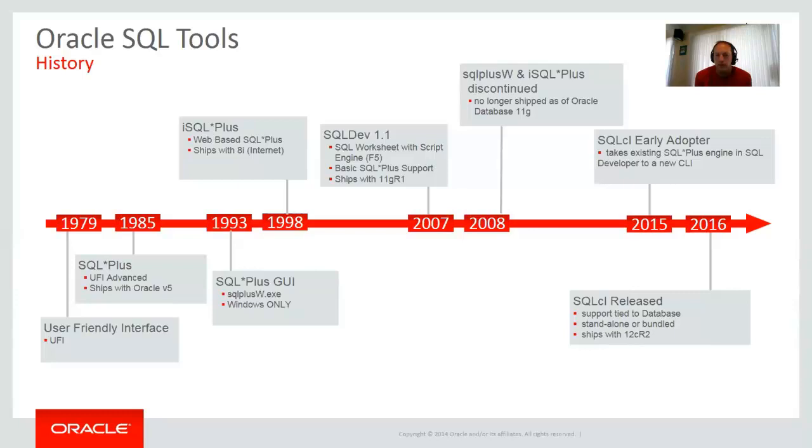This was the first version of SQLcl, and we officially launched it in 2016, and it now ships with the database and with the clients. So if you get 12c R2, Oracle Database 12c Release 2, or the next version after that, SQLcl is there. It's there in a client, and it's also there in the database install. And it's also included with the SQL Developer install too.